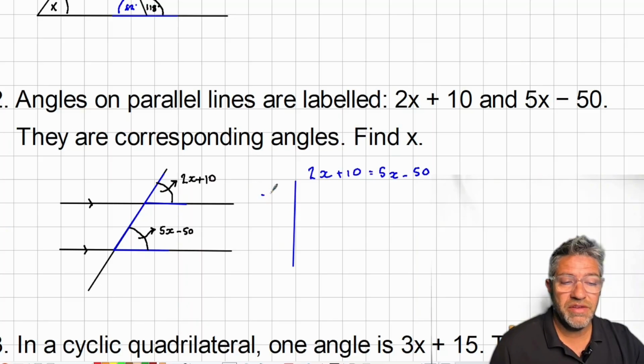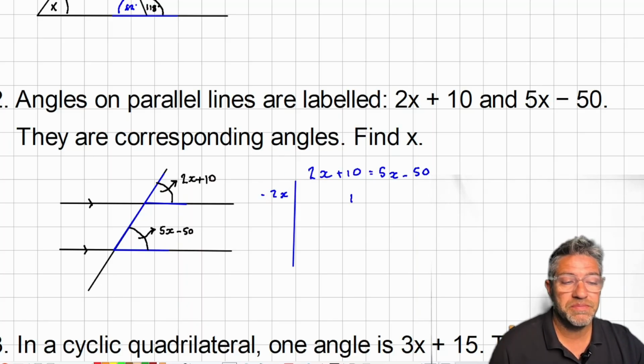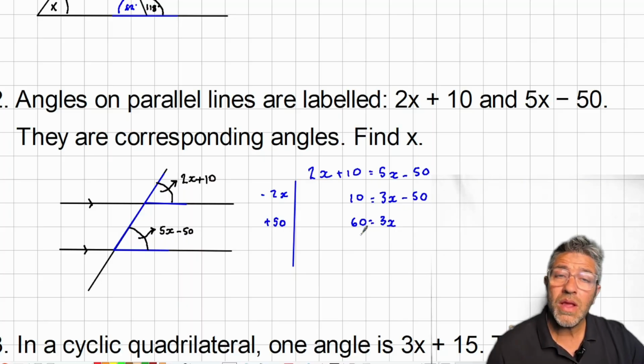The first thing I will do, the inverse of 2x, is to subtract 2x. And remember, we must balance our equation. So that will leave me with 10 equals 3x minus 50. Well, the inverse of minus 50 would be to add 50. So that would give me 60 equals 3x. To remove the coefficient of x, in other words, what's the inverse of times 3? It's to divide by 3. So we get 20 equals x.